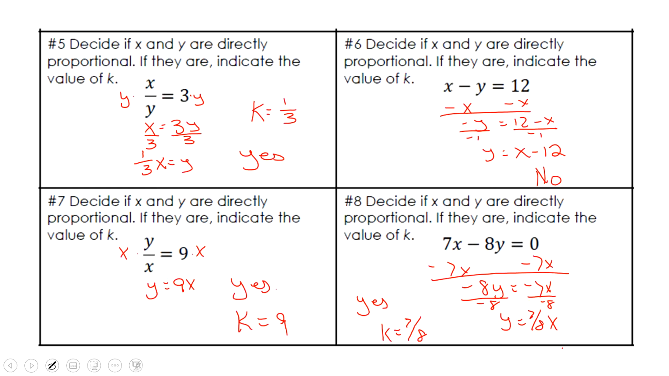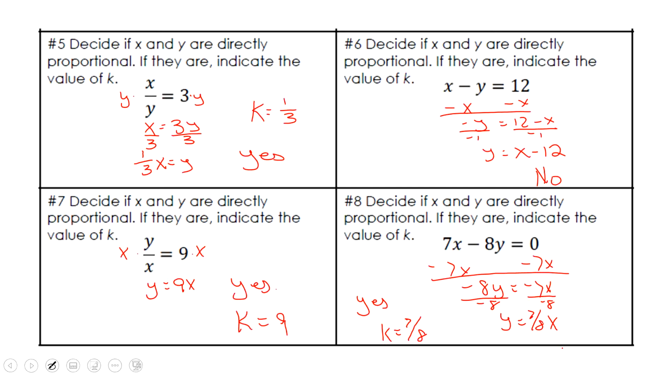The first one I had to multiply by y because we were dividing by y. So when I did that, x equaled 3y. Then I divided by 3, so I ended up with 1/3 x equals y. So yes, they were directly proportional. That's y equals kx. My k value is 1/3.